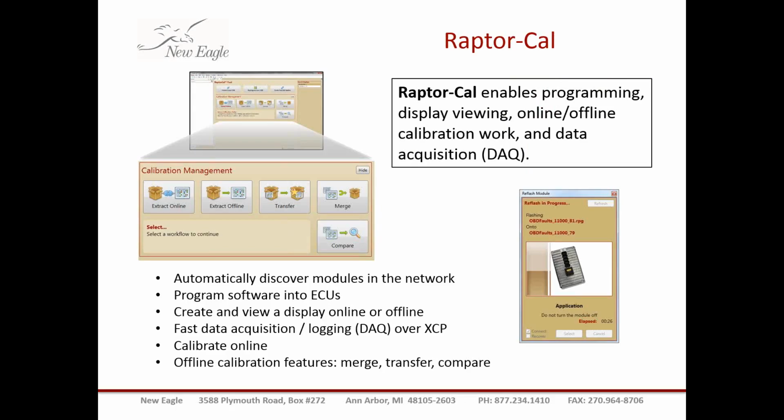Okay, so Raptor Cal. That's the calibration tool. As I mentioned before, we do support XCP on the Raptor targets, and so if you are already trained and have the third-party tools, you can use those. We kind of envision this as a low-cost, medium-feature calibration tool. Really streamline some of the calibration management.